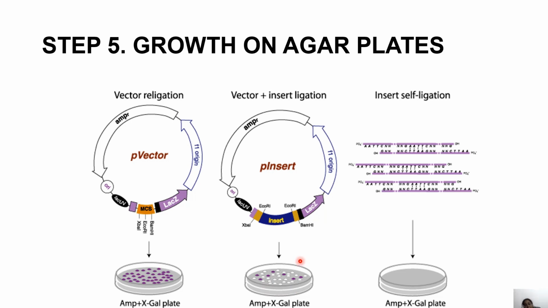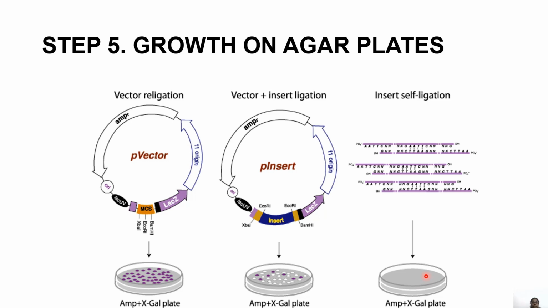There will be some plasmids on the plate which will have the insert, and some will not have the insert. Only the plasmids containing the insert will give rise to white colonies, and the plasmids not containing the insert will give rise to blue colonies. And if there is self-ligation, that is, the insert has self-ligated and there is no plasmid, then those bacteria will not grow on these plates, because if there is no plasmid, there is no antibiotic resistance gene. So the bacteria will die on exposure to ampicillin.